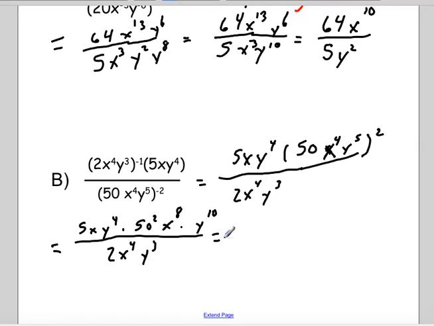All right? So now let's combine everything up here. 50 to the 2nd there is 2,500 times 5. And then we've got x to the 1st and x to the 8th. You're going to add your powers together. We get x to the 9th. Y to the 4th times y to the 10th there. We add our powers and we get y to the 14th. And then down here, we've got 2x to the 4th, y to the 3rd.